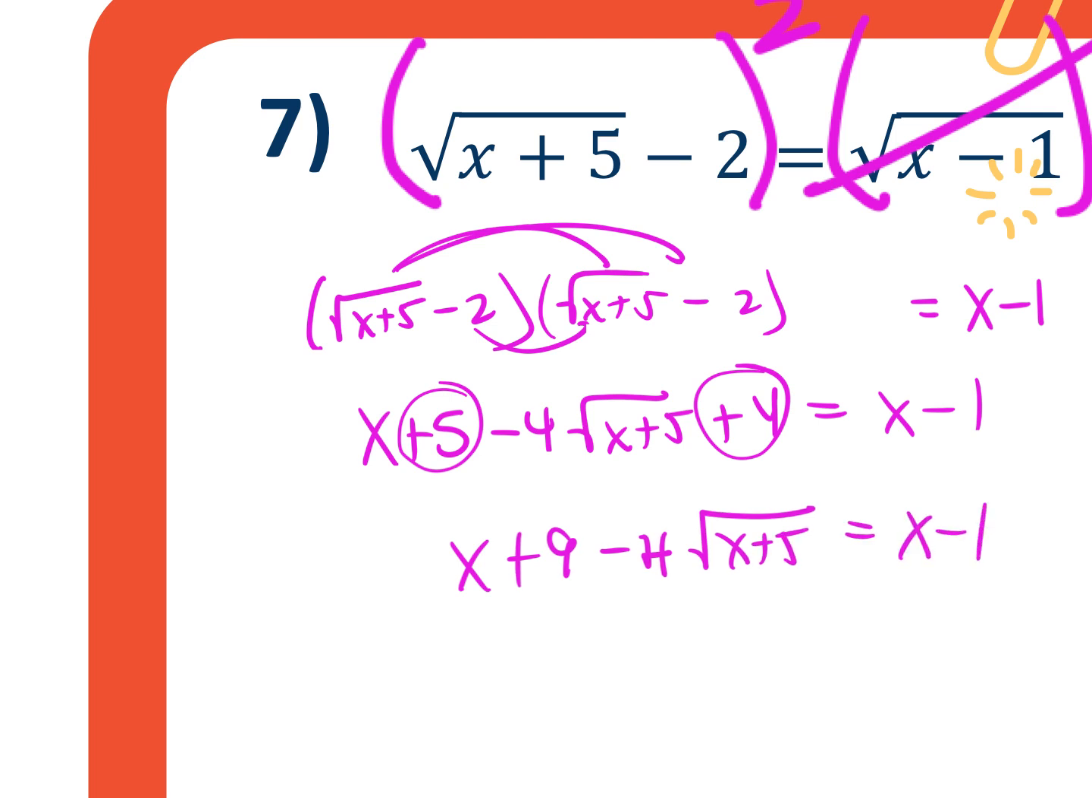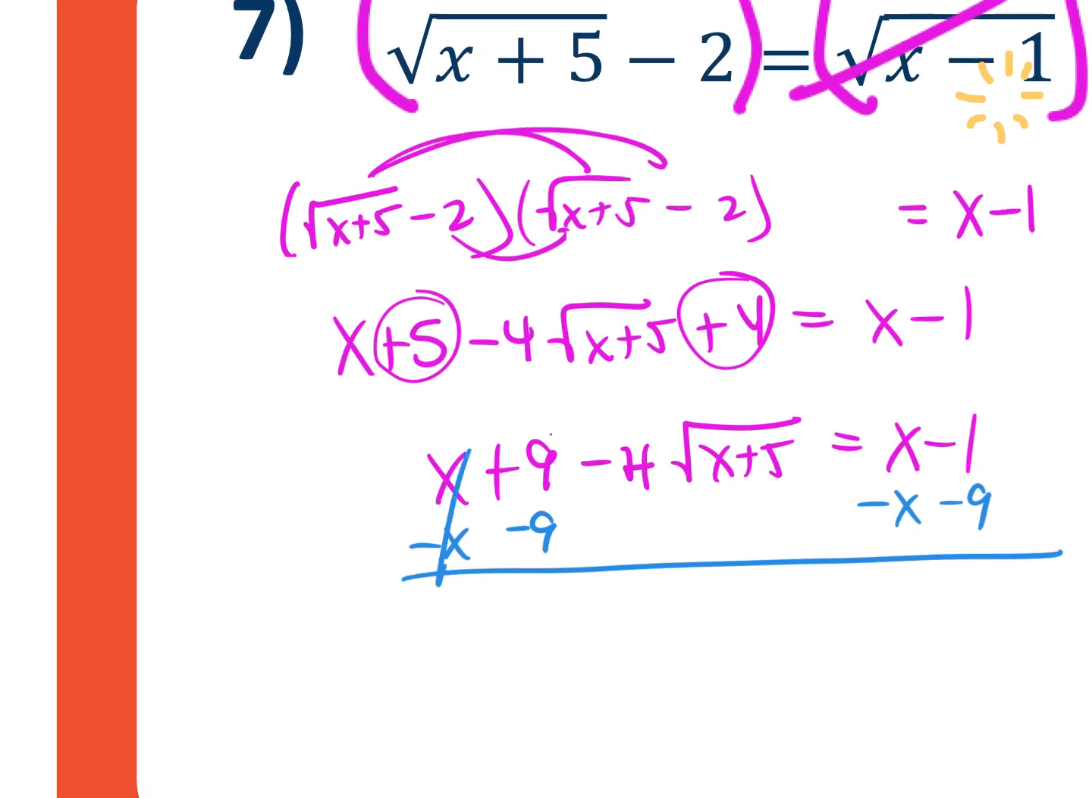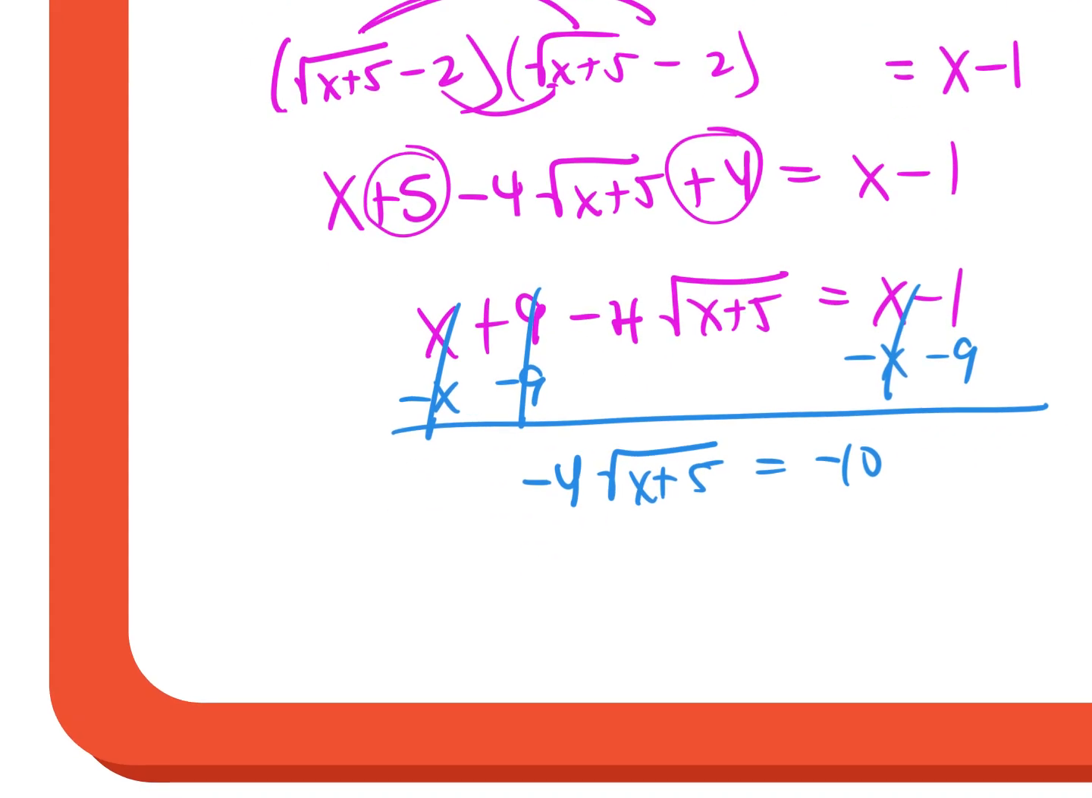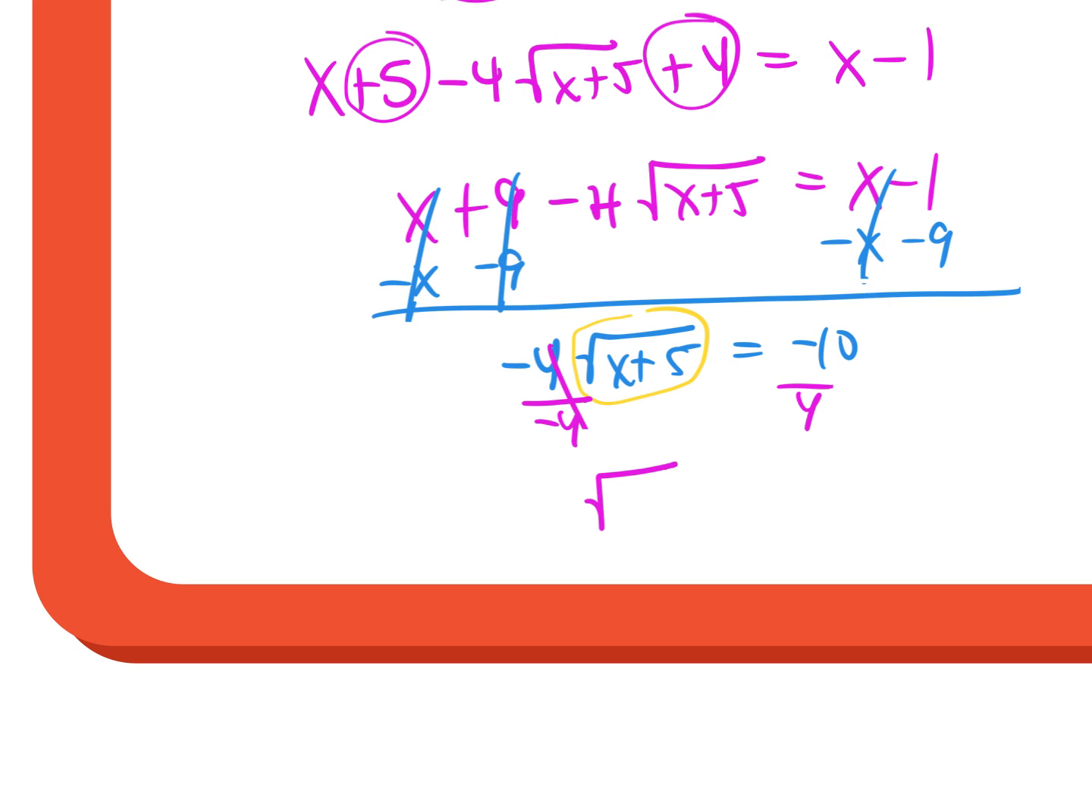So let's go ahead and get rid of this x and the 9. Let's move it to the other side. And I am left with negative 4 square root of x plus 5 equals negative 10. Okay, so far so good. So we want to isolate this radical, get it all by itself. So let's divide both sides by negative 4. So I have the square root of x plus 5 equals, we can divide top and bottom here by 2, so 5 over 2.